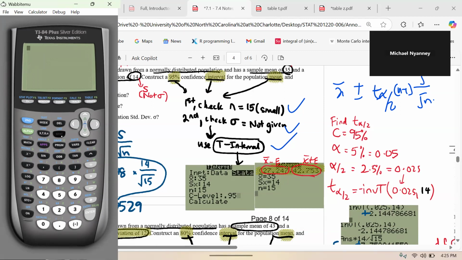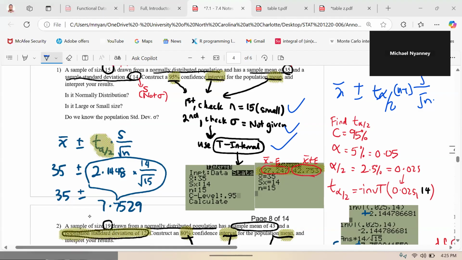Okay, so we click on the stats, we go to test, then we choose t, so the t is the 8, so t interval. So it's going to ask you x bar. So our x bar was given to be 35, our sample standard deviation s is 14, and our sample size, that's the n, is 15, and the confidence level is 0.95. Okay. So this gives us the interval that you wanted to get. Okay. So that is that. This is the interval that we see there.